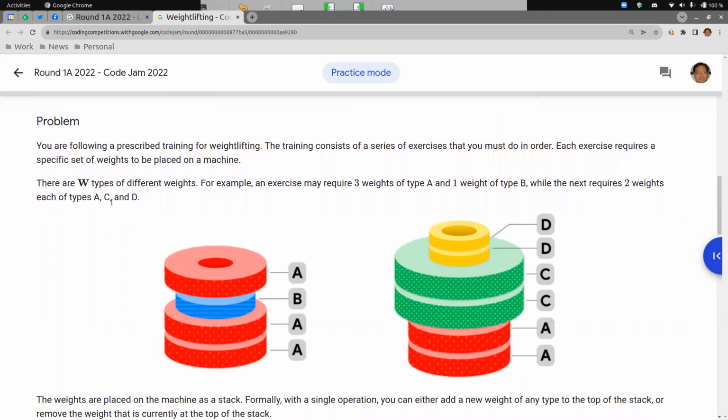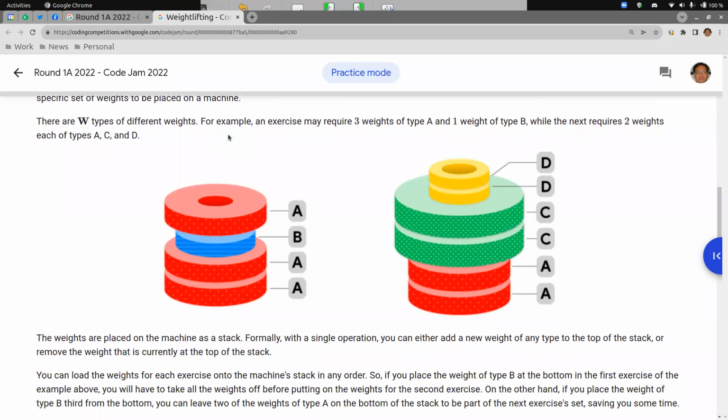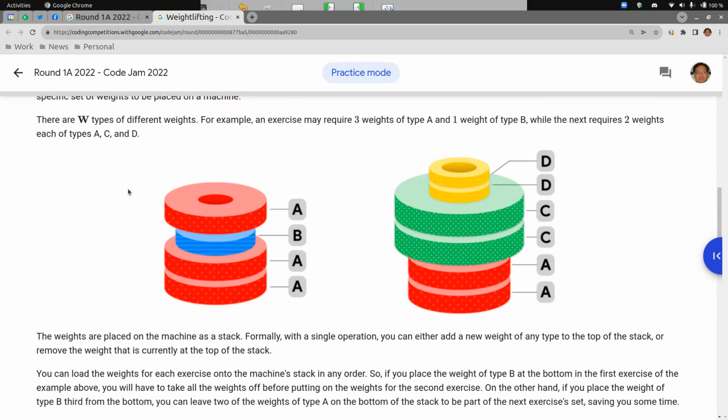Okay, you're following a prescribed training for weightlifting. The training consists of a series of exercises that you must do in order. Each exercise requires a specific set of weights to be placed on the machine. There are W types of different weights. For example, an exercise may require 3 weights of type A and 1 weight of type B, while the next one requires 2 weights each of types A, C, and D. So they draw some pictures that show you that.